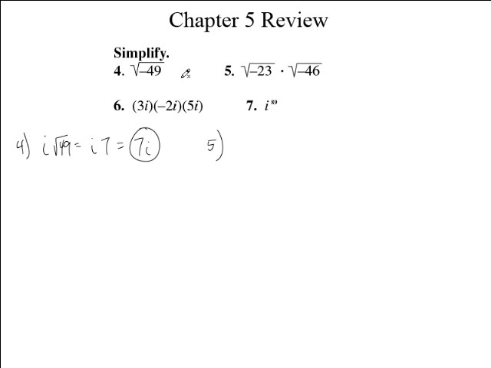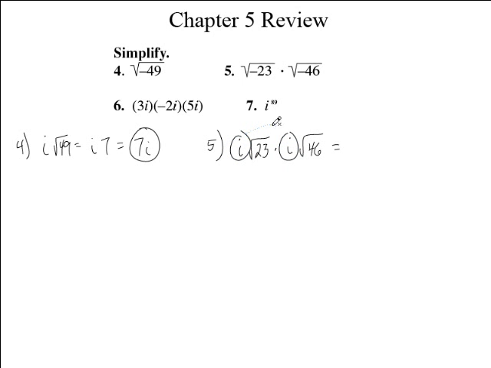Number 5 is going to incorporate what we just did right here. We're multiplying two things together with negatives inside the square root. So let's work on this. So this is going to be i because we took the negative outside of the square root and we made it into an i because the square root of negative 1 is i. So it's i times the square root of 23 times, same thing here, same reasoning, i times the square root of 46.